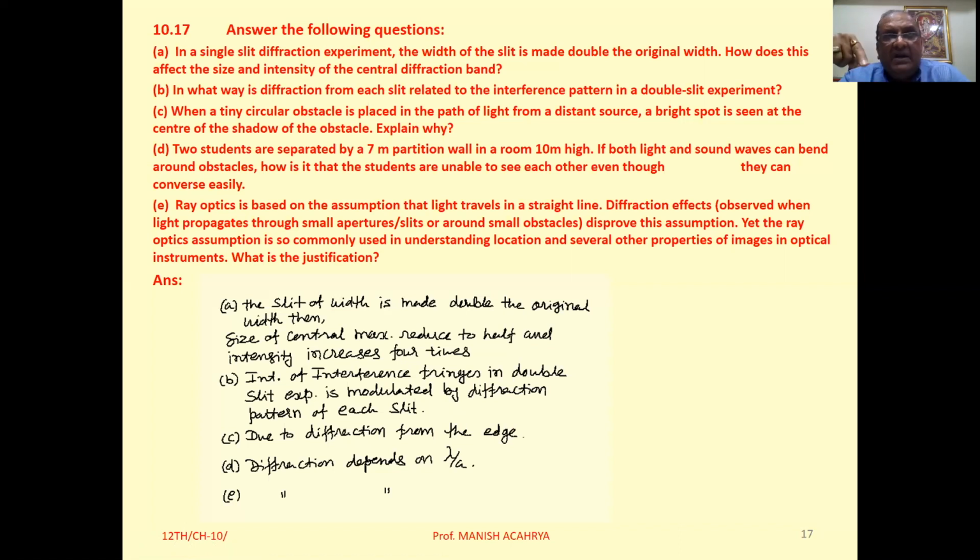But if we think about the wavelength of the visible range, suppose we take the average, that is 6 into 10 raised to minus 7 meter, then this factor lambda by a will be very small for visible light, and therefore one can't see the person standing behind the wall.